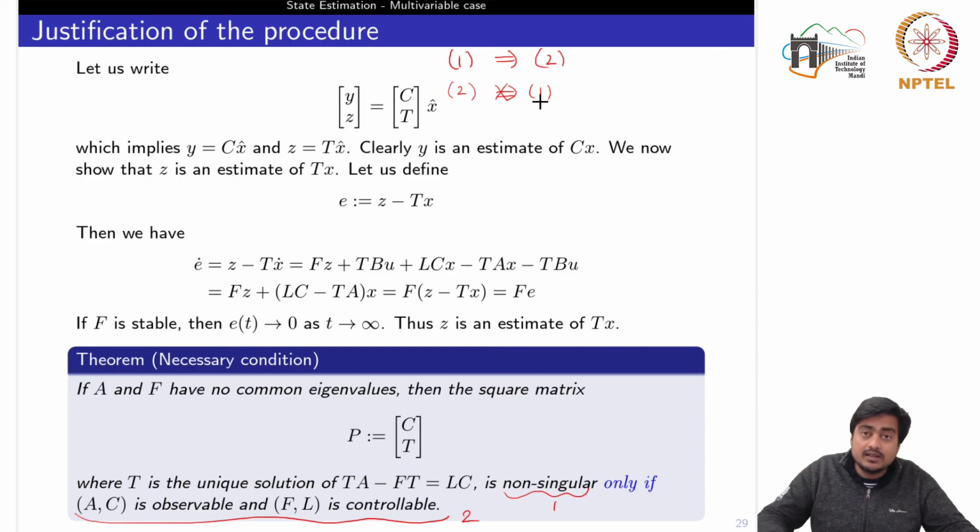Okay, this we had already seen in the algorithm also, that although we have ensured the observability of the pair A, C and the controllability of the pair F, L, still we can end up having a P matrix which is a singular matrix. Okay, so here in the multivariable case for the reduced state estimator, we have a weaker condition which is only necessary, not sufficient.